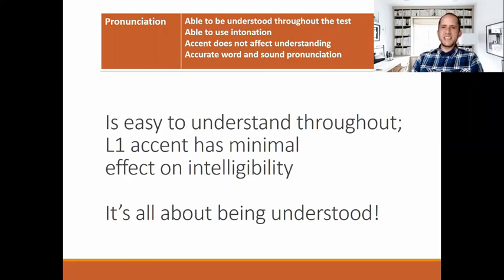So as you can see, some of these, the pronunciation that these teachers were teaching was not very easily understood at all. So at the end of the day, if you want a band 9, all you have to do is fulfill this criteria. Is easy to understand throughout, with the L1 accent having minimal effect on intelligibility. So it's all about being understood. Not speaking fast, not speaking too slow. Having a normal pace. And speaking and pronouncing words in a way that is understood.